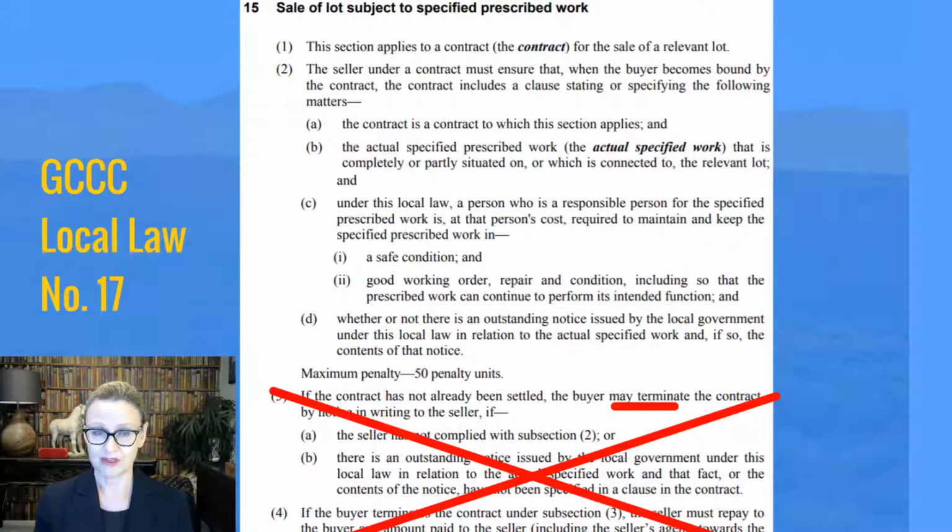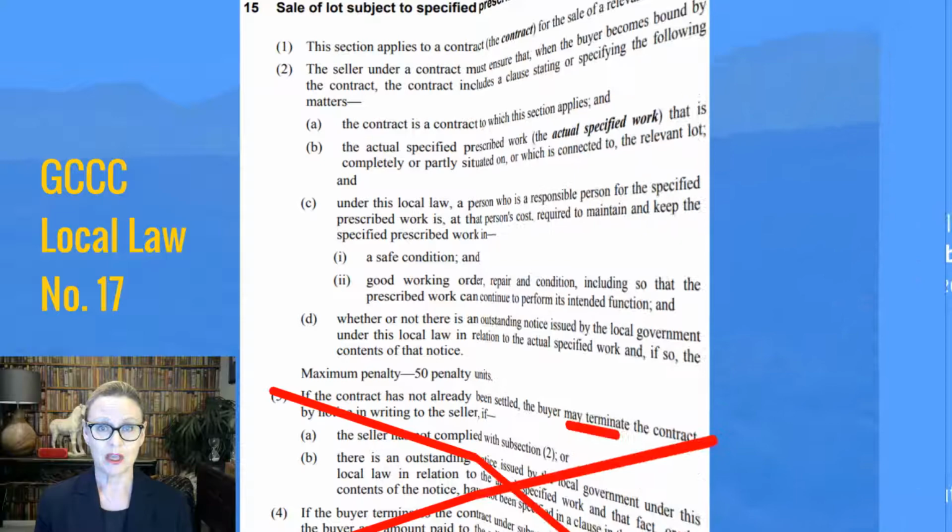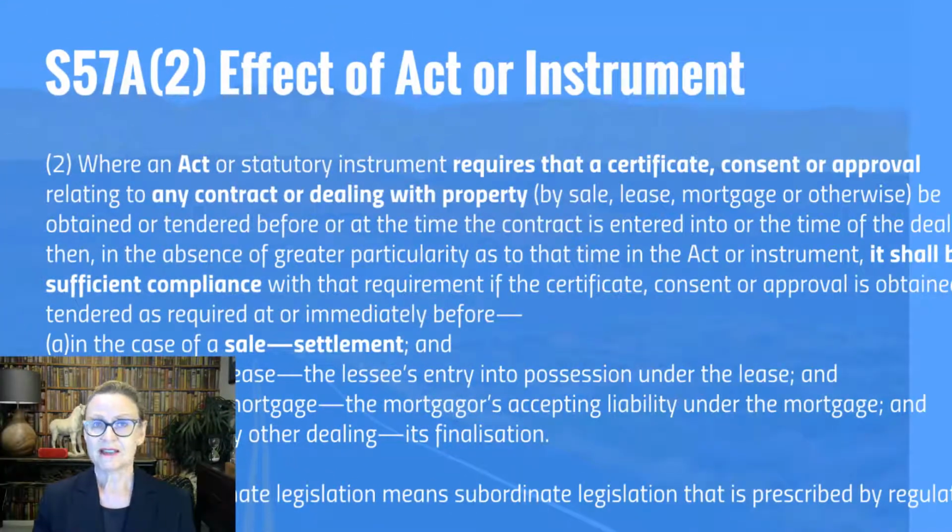Previously, under sub 3, as you can see there, if you were naughty and did not include such provisions in your contract, then if the contract hadn't settled, the buyer could terminate, and under sub 4 they could recover their monies paid. So that is out now, and all of the statutory instruments in Queensland have to be read subject to 57A1.